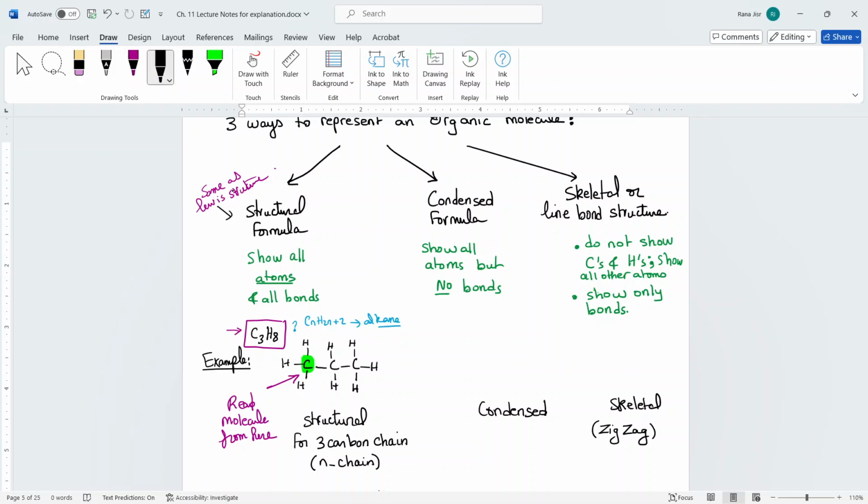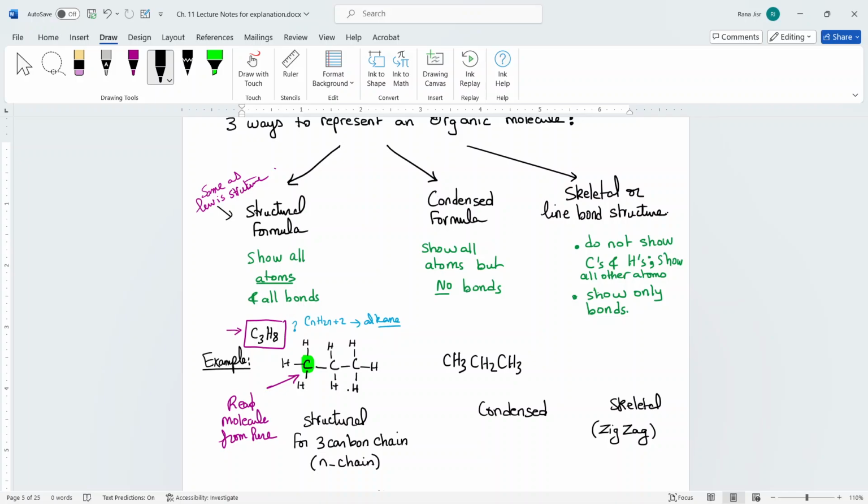And I don't want to show any bonds. So what I am reading here is a CH3. So I'm just going to go ahead and write it as a CH3. Next to it, I have a CH2. So I am writing it as a CH2. Notice no bonds in there. And then last, I have a CH3. So I'm just going to write it as a CH3 like this. And that is a condensed form.